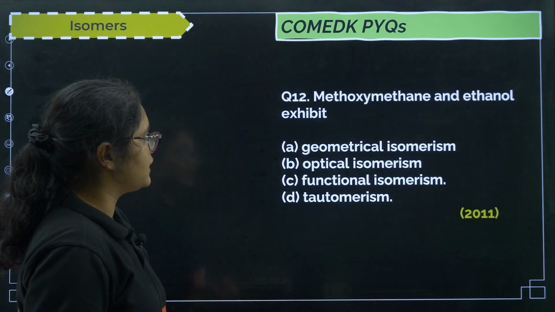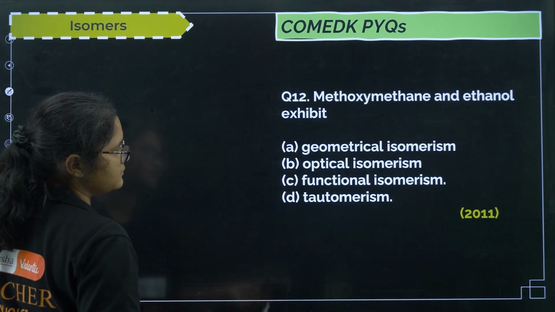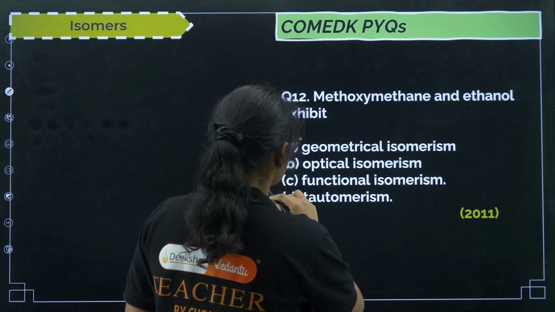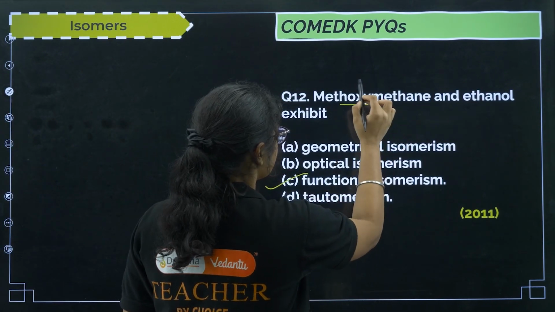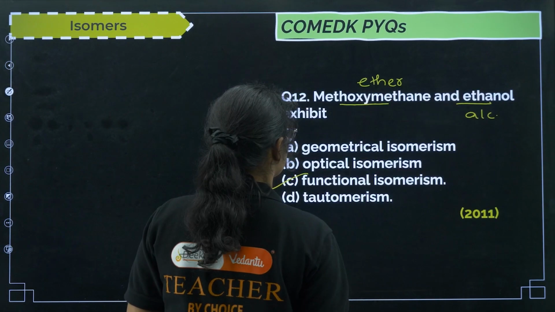Next, methoxymethane and ethanol exhibit. So if you have, just now we have drawn methoxymethane and ethanol will exhibit functional isomers, right? This is your ether group and this is your alcohol group, okay.